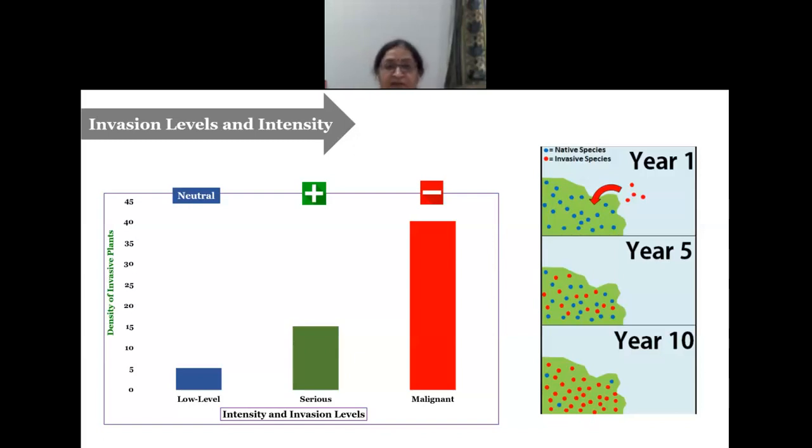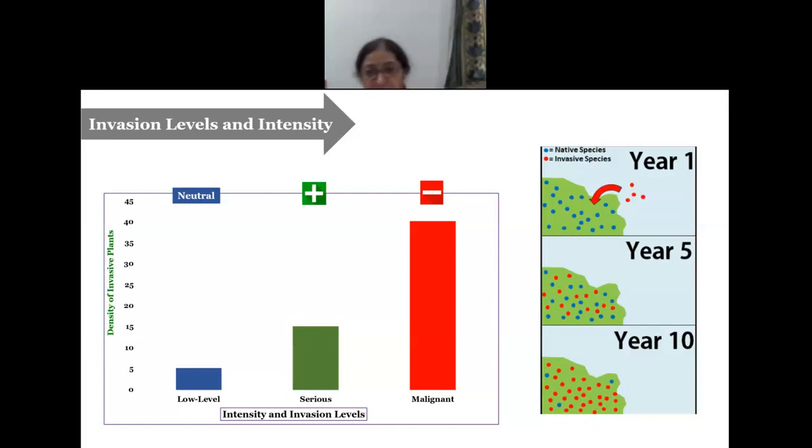Thus, it suggests that in this stage, they are increasing the biodiversity and they are not harmful. But later on, when the same plants increase in population size, they become malignant in nature, and at this stage, they are not only hampering development of the native plants, but they also increase their area and they affect the biomass of the local plants. So in this way, they become malignant and they have a negative impact on the biodiversity.